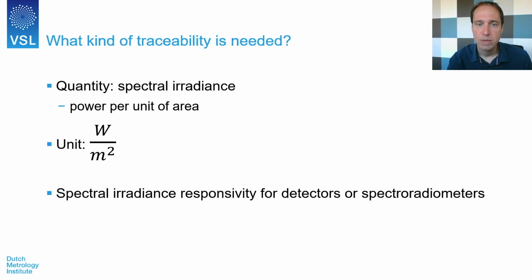So what kind of traceability is needed here? The main unit involved here is spectral irradiance, which is power per unit of area, and it is typically expressed in watts per square meter. Devices that measure this quantity are detectors or spectral radiometers. They first have to be calibrated for spectral irradiance responsivity.